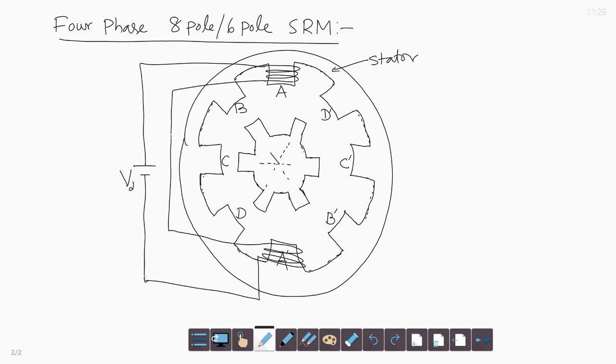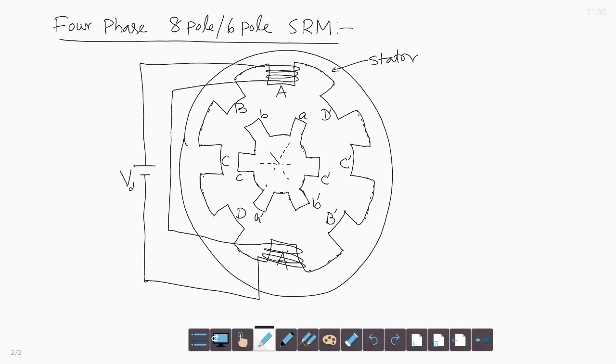Similarly, C and C dash also carry windings connected in series and supplied by DC supply, but rotor has no winding or no permanent magnet on it. Rotor has no winding or no permanent magnet on it, only saliency is there, 6 rotor poles are there. So, let us name the rotor poles like this. So, this is A, this is A dash, B, B dash, C, C dash.